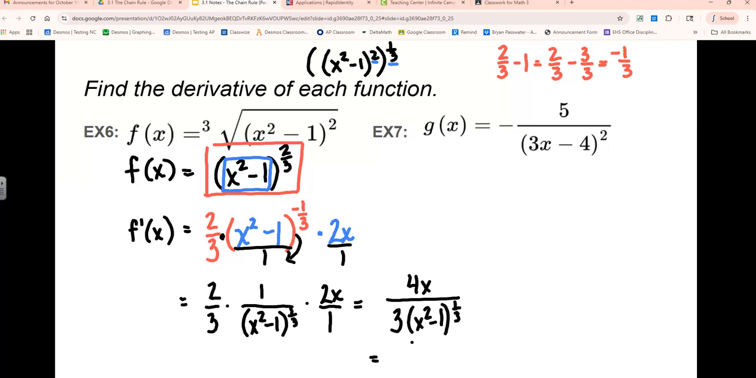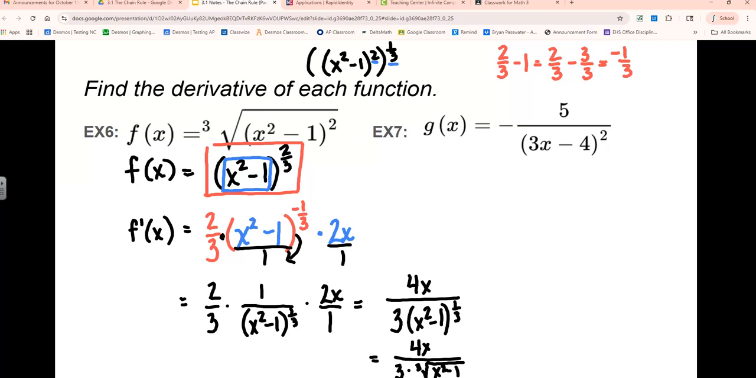Or they might change that 1/3 power back to a cube root. I'm running out of room here, sorry. Like that. It doesn't really matter whether you make it a 1/3 power or a cube root. It just matters what the answer choices look like. If it's a free response, it doesn't matter.